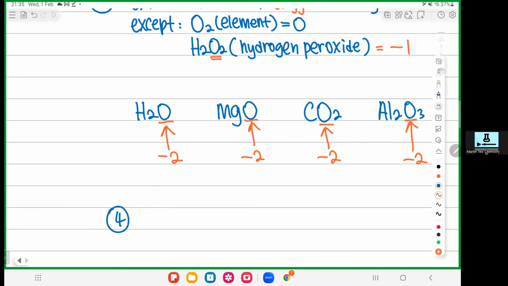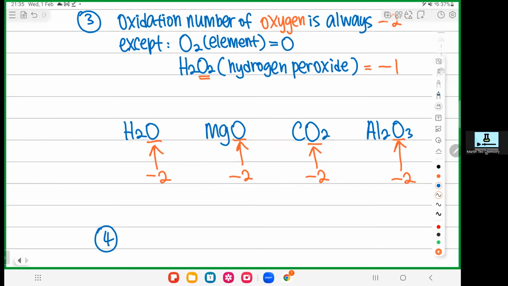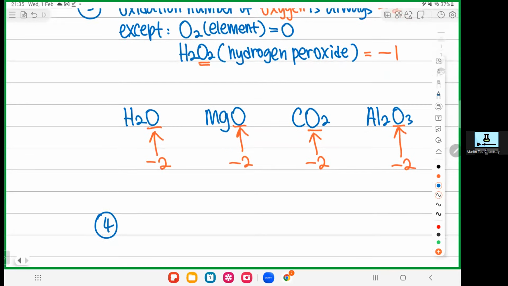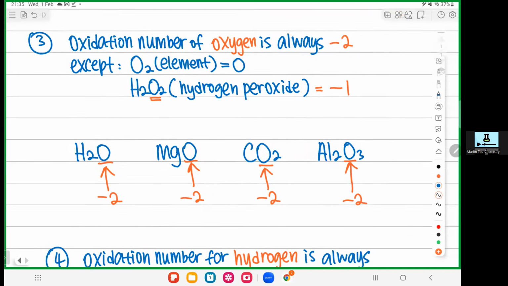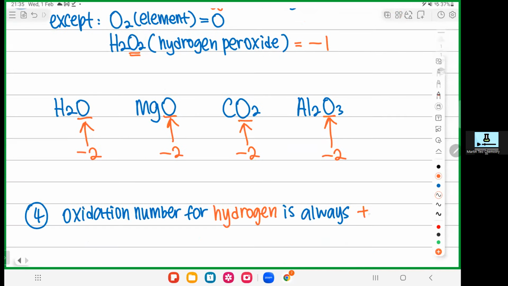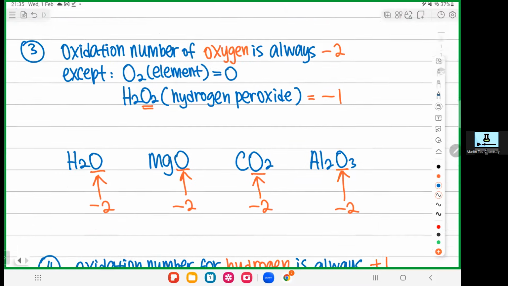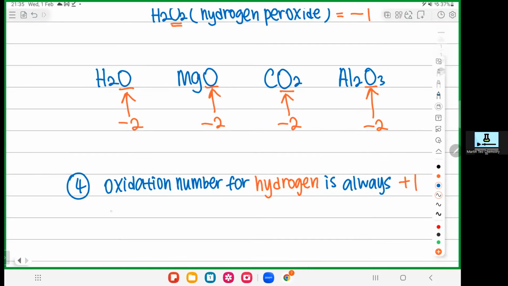The last rule already. Yeah. So the last rule that we can see is this. Okay, the last rule is this. Oxidation number for hydrogen. Just now we have oxygen. Now we look at hydrogen. Hydrogen, the oxidation number, it's always positive 1. Hydrogen is always positive 1, except, again, 2 special cases.